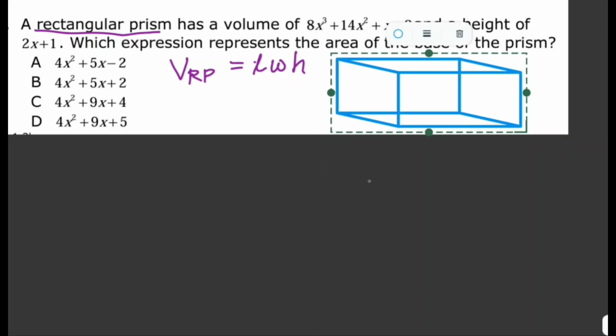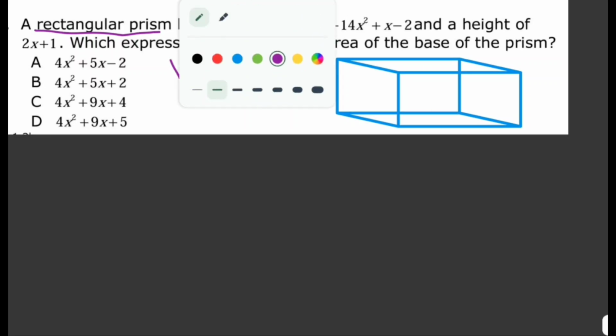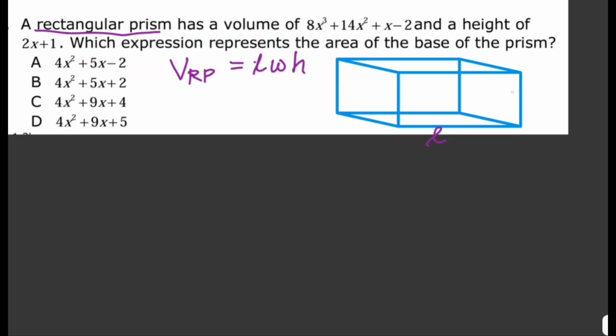Okay, a rectangular prism looks like that. So this is the length, the height, and the width. And to solve for the volume of this shape, we just have to multiply the three dimensions: length, width, and height. So in the problem, we're given the volume, which is this one, and the height.